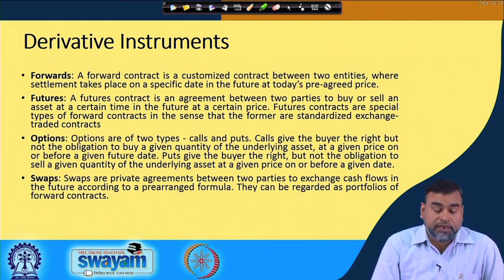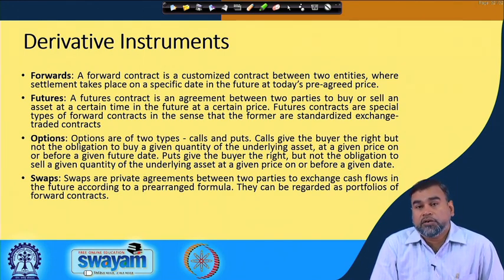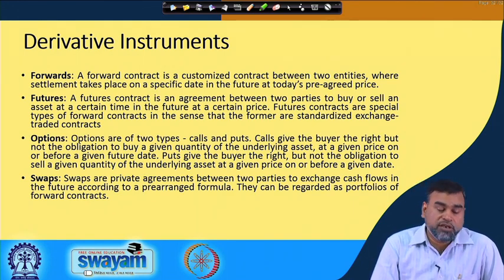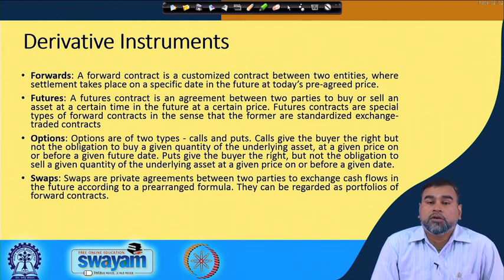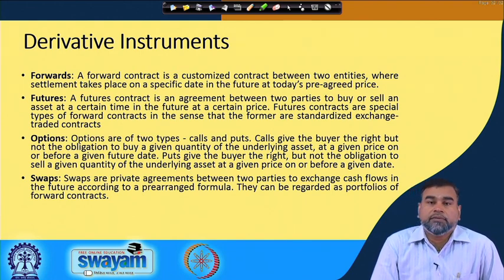And swaps are basically private agreements between two parties to exchange cash flows in the future in a pre-arranged formula, and they can be regarded as a portfolio of forward contracts. You will see that mostly swaps are designed to convert an asset into a liability, or a liability into an asset, and this also has some relevance with respect to the amount of cash flow the company wants to use in the future.